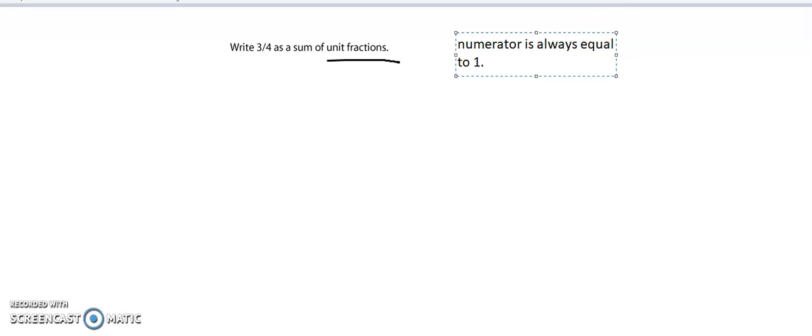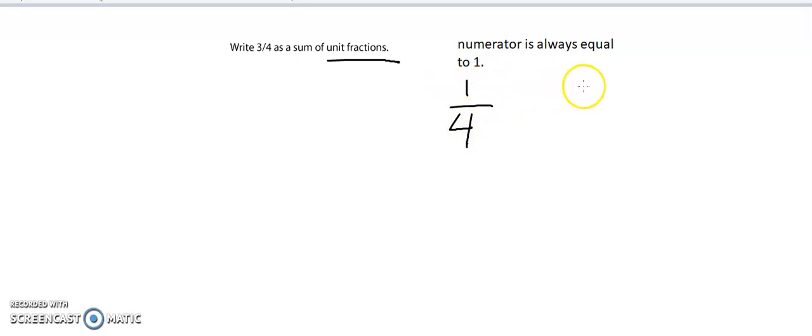Okay, so here's what I mean by that. When we look at a unit fraction, the numerator is always 1. It doesn't matter what the denominator is. So I can have, for example, here is a unit fraction, 1/4. So that's my unit fraction.